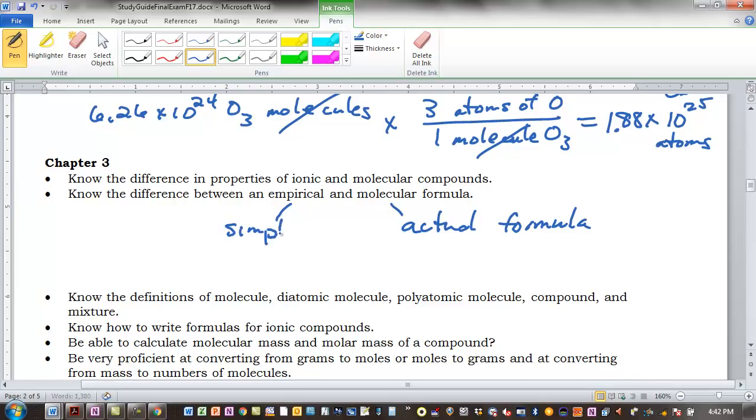What is the empirical formula? The simplest whole number formula.